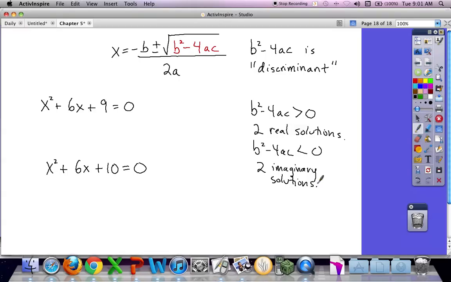Which leaves one condition: what if b squared minus 4ac equals 0? If that's true, then you'd be taking the square root of 0, which is 0. And if you add or subtract 0, you get the same thing. So really, we only get one solution, and it is a real number. So one real solution.